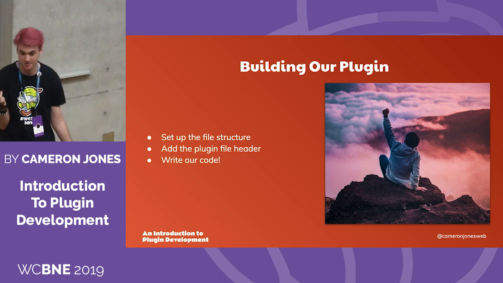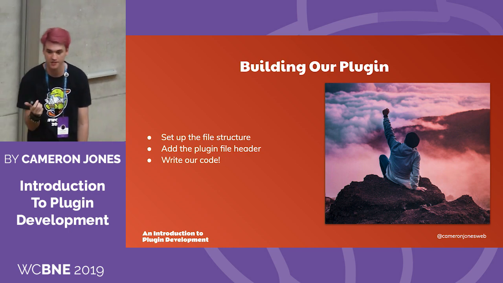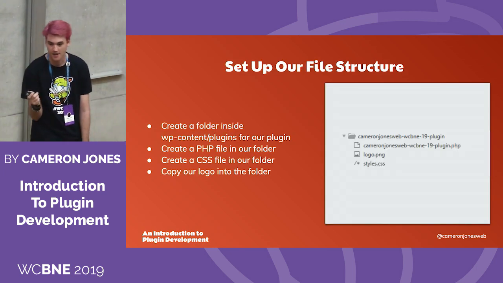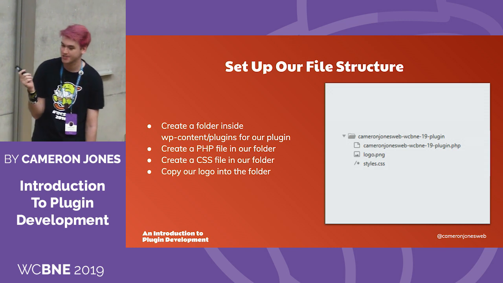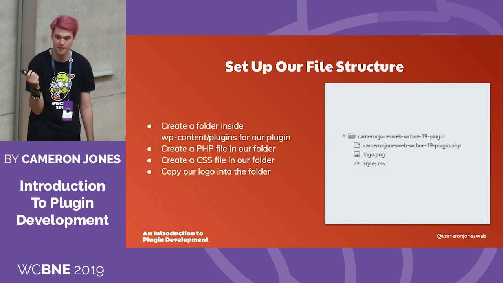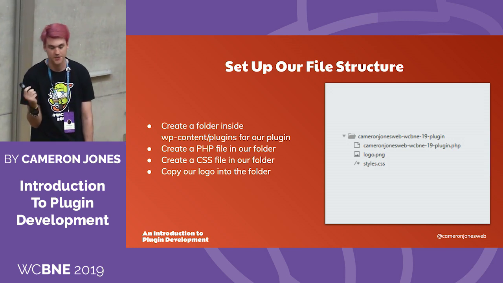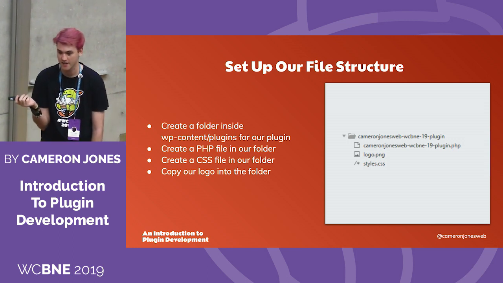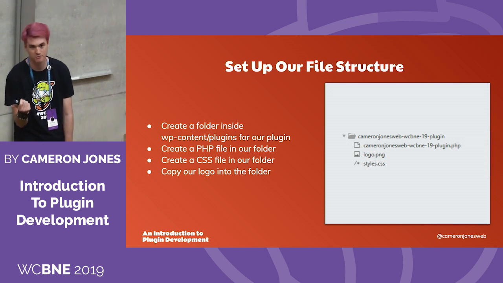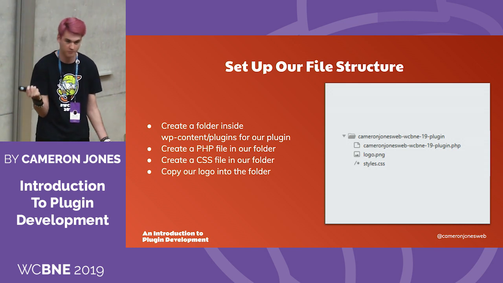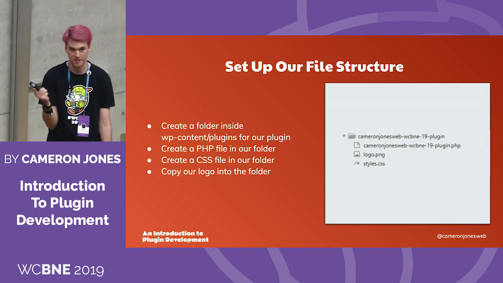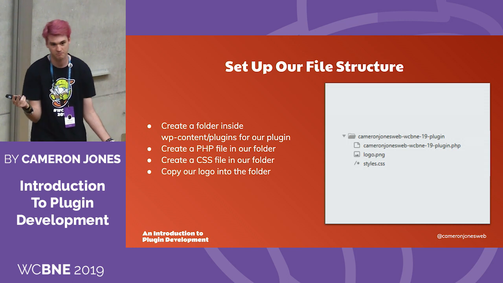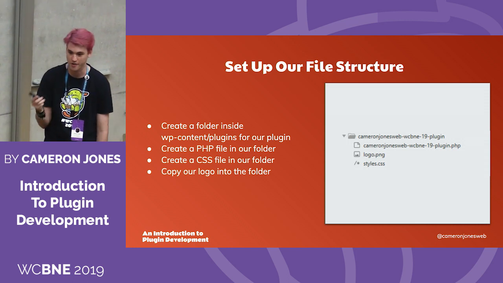So the three steps to building our plugin: set up the file structure, add the plugin file header, and then write our code. So the first step, create a file structure. In your wp-content/plugins folder, you're going to have to create a folder for your plugin. And inside that, we're going to need to create a PHP file, which will be our main plugin file where all our code will go, a CSS file so we can change the styles, and copy the logo image that we're going to use to replace the WordPress logo with.